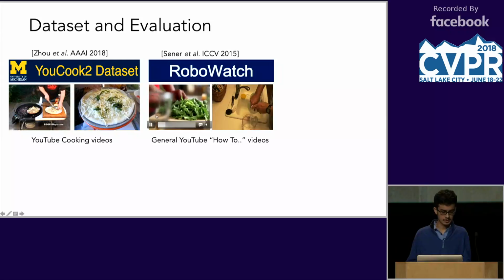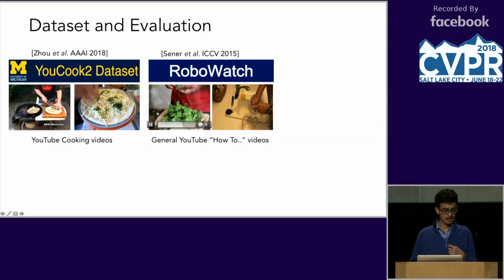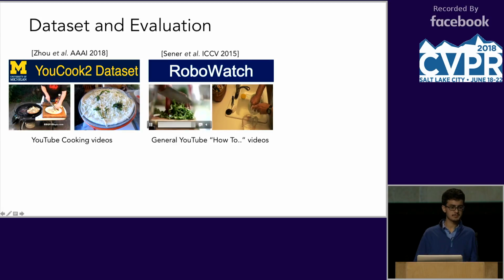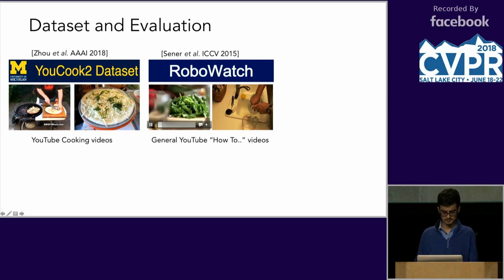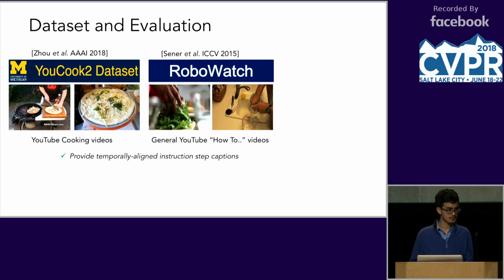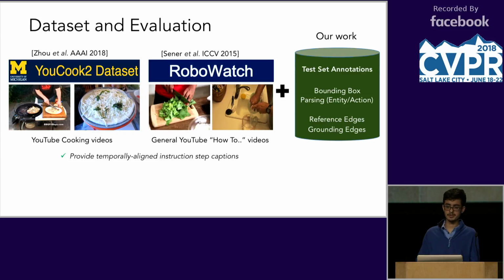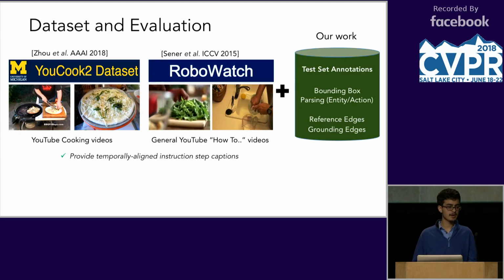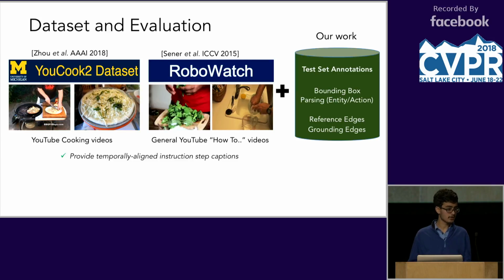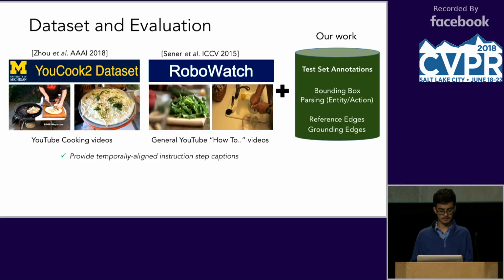For our data set, we leverage two different data sets, YouCook2 and RoboWatch. And these data sets have cooking recipes as well as general how-to instructions. And they provide temporally aligned instruction step captions. Since this is a sort of new task for instructional video understanding, we provide test set annotations for the graph components. That is the bounding box and parsing edges, or nodes, and the reference and grounding edges.